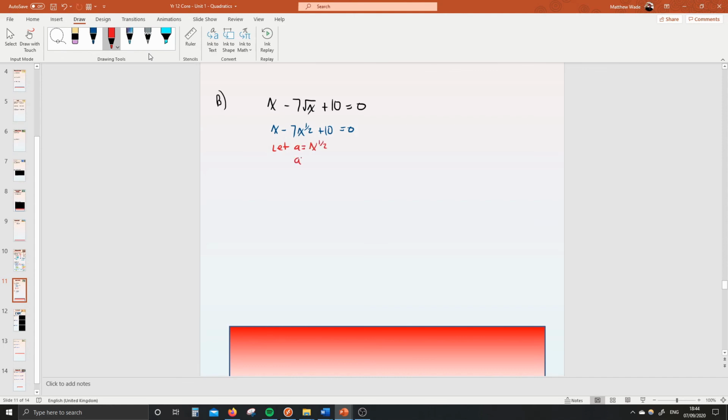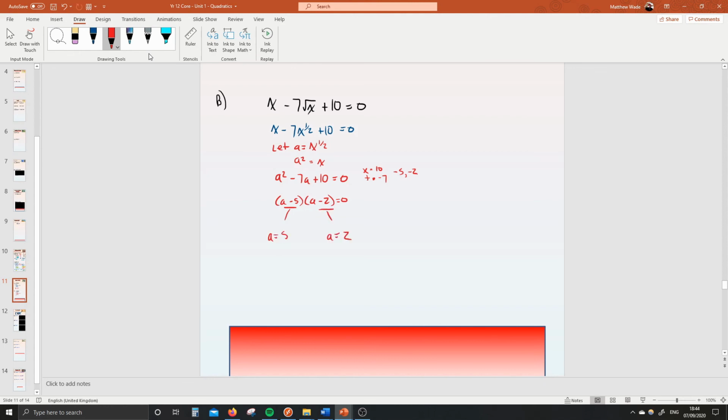Which means that a squared, square both sides, is just going to be x, because a half times 2 is just going to be x. Which means this can be rewritten as a squared minus 7a plus 10 equals 0. Cool. So just looking for two numbers that times to make 10, add to make minus 7, minus 5 and minus 2 hopefully, and you're going to get a minus 5, a minus 2 equals 0, which means that a equals 5 and a equals 2.